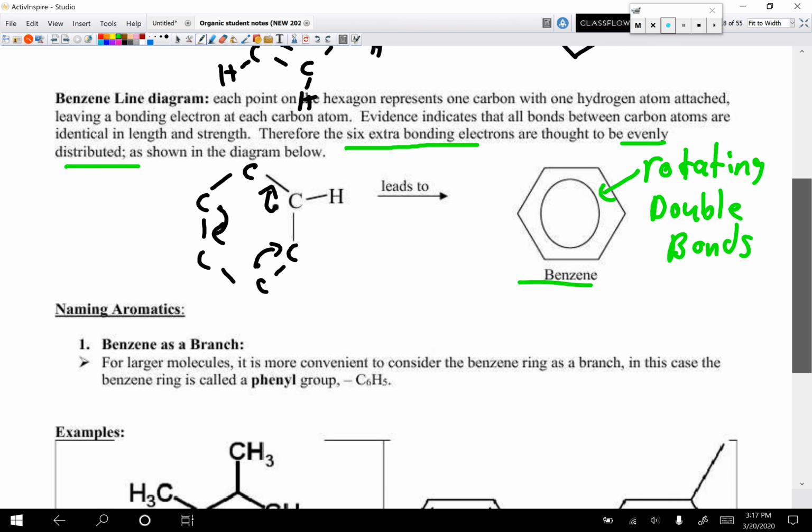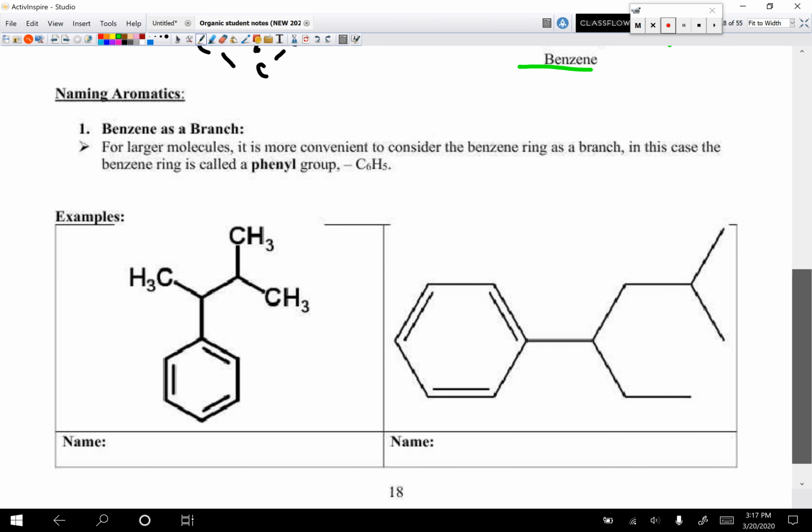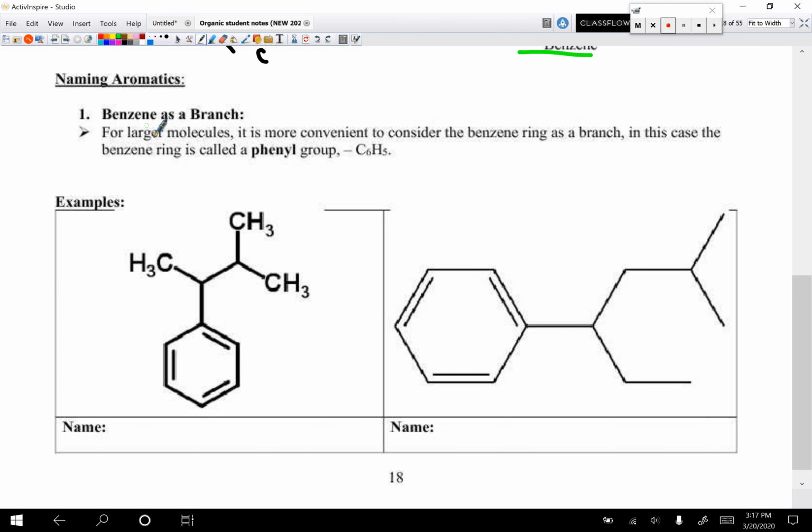So of course with our aromatics there are 2 ways aromatics are represented. First of all, benzene or an aromatic as a branch. Generally this is for larger molecules. It's going to be more convenient to consider benzene like a branch. So when this happens, of course, it's going to be called phenyl, P-H-E-N-Y-L. Notice it has that Y-L ending, indicating that it is a branch.